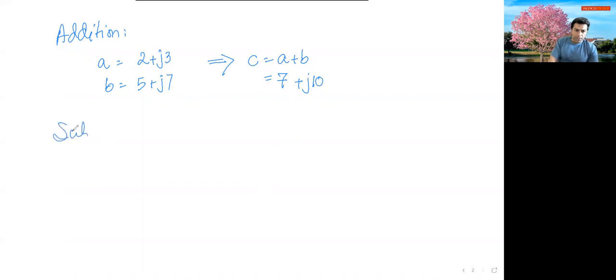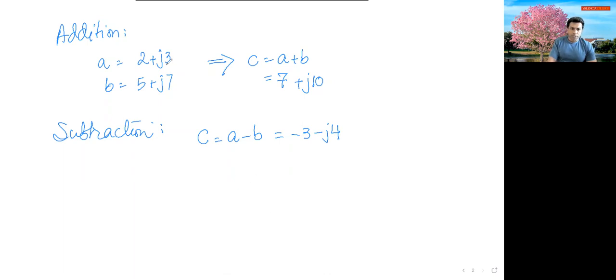And same goes for the subtraction. If I'm doing A minus B, then I'm going to subtract the real part of B from the real part of A, 2 minus 5, which is negative 3, and the imaginary part of B from the imaginary part of A. So 3 minus 7, which will be negative 4. So negative j4. Very simple and very easy. The problem is when your number is represented in polar form.